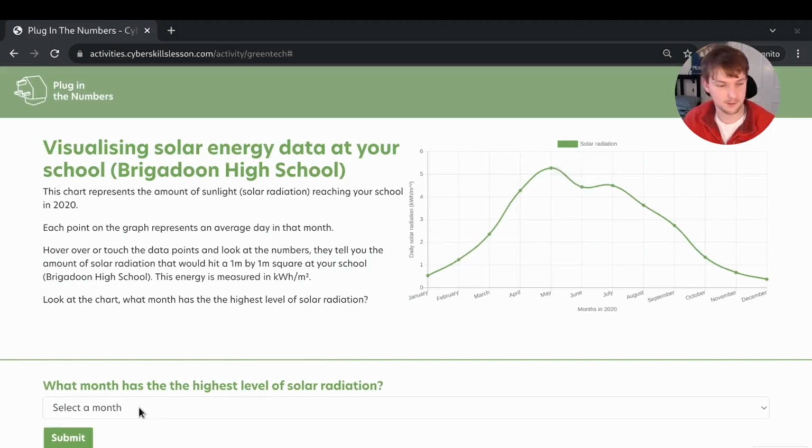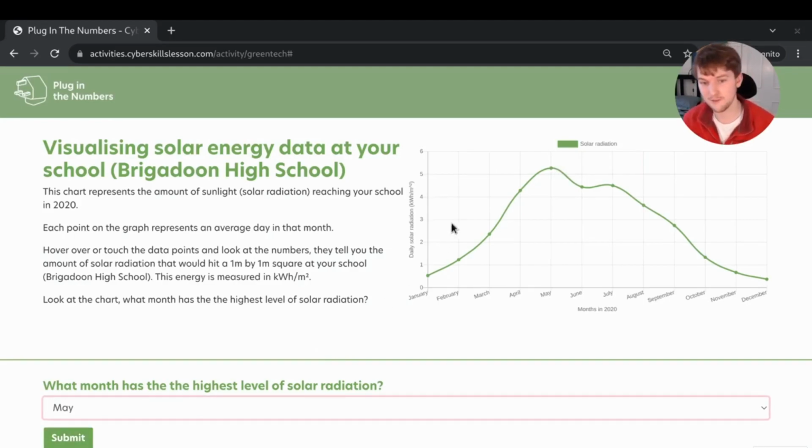This question is asking learners to look at the data and draw an inference, which is the highest level of solar radiation. So I think this is May. So we can submit this.